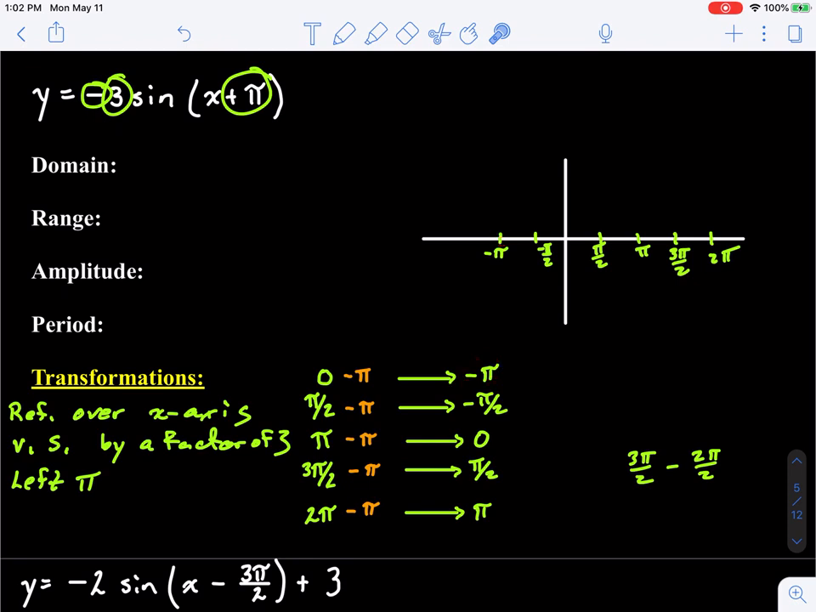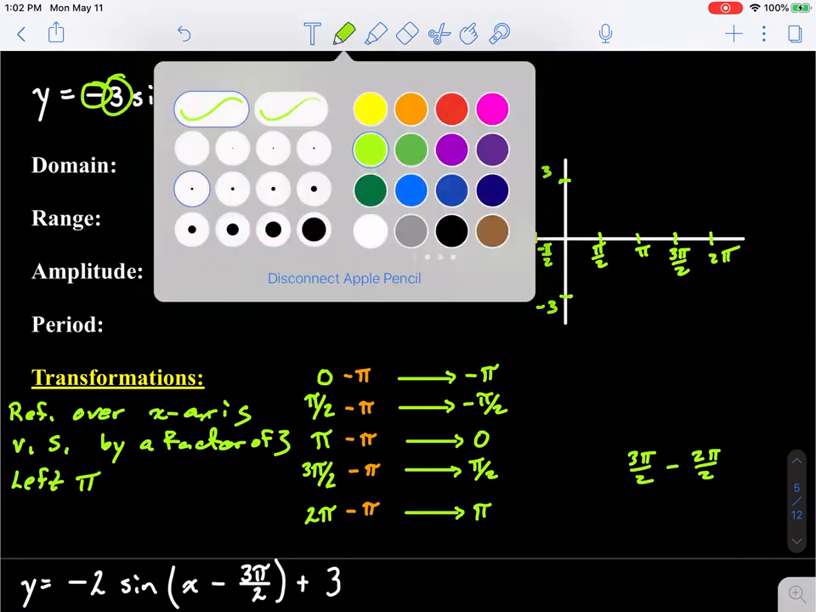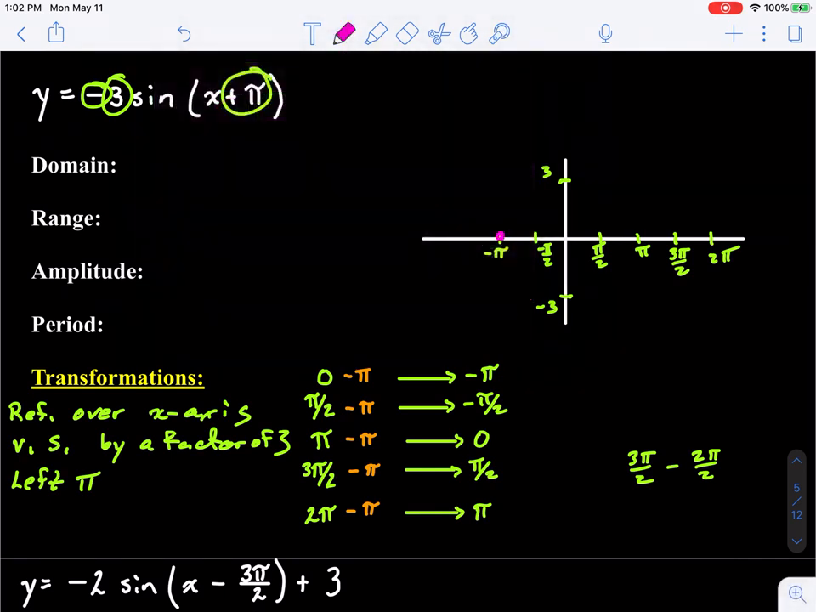Well, the amplitude for this graph is 3. All right, so amplitude means the highest point is going to be 3 units above the central axis. Lowest point will be 3 units below the central axis. Now, your first point for the sine graph is going to start on the central axis. So the first point is going to be right here.